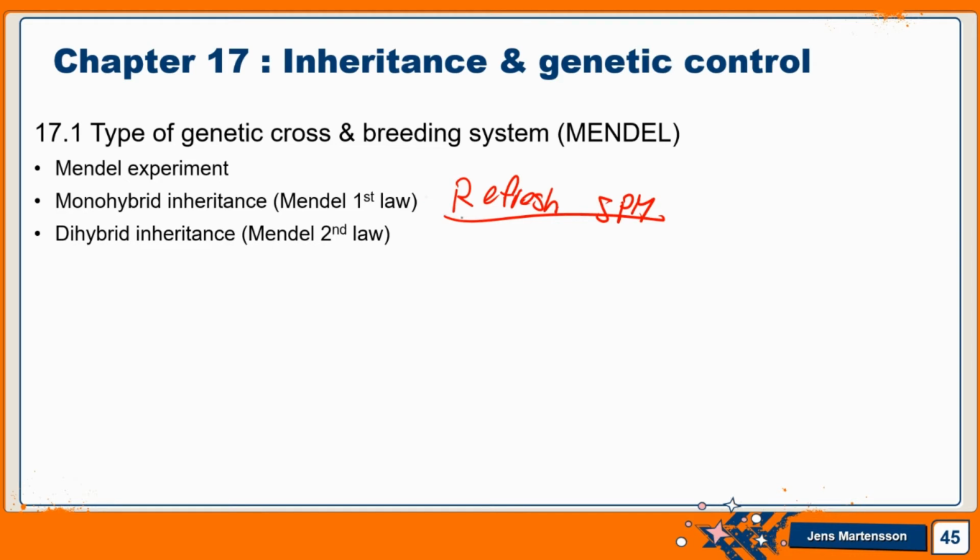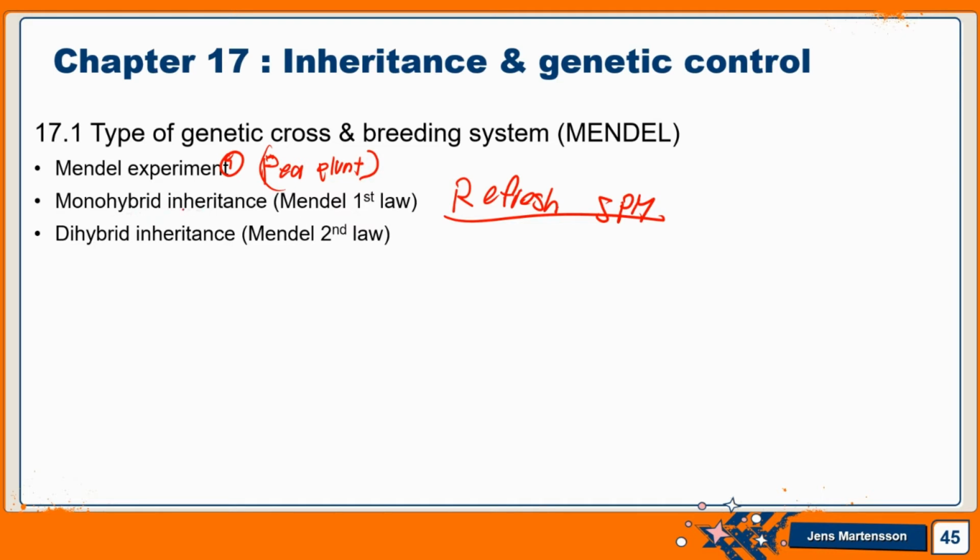So what did you learn in SPM? That is Mendel's experiment. What is the purpose of Mendel's experiment? Experiment dia guna plant apa? Tumbuhan apa? Pea plant, right? He used pea plants to make an experiment, right? Then there are two kinds of experiment.